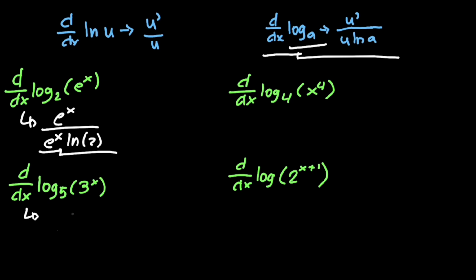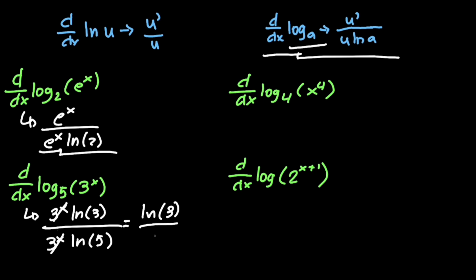The derivative of logarithm of 3 raised to the power of x with the base of 5 is 3 raised to the power of x ln of 3 over 3 raised to the power of x multiplied by the natural logarithm of 5. These two will cancel each other out. So you are left with ln of 3 over ln of 5.